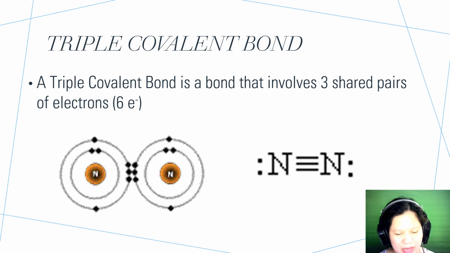You might be asking, does it follow the octet rule? Sige, bilangin natin. Okay, the first line has 2, second line has 2, third line has 2. So, that's 6. Plus 2 on the opposite side, you have 6. Pag binilang mo din sa kabila, opposite side, meron ka ding dalawa, so that makes it 8. So, it follows the octet rule.